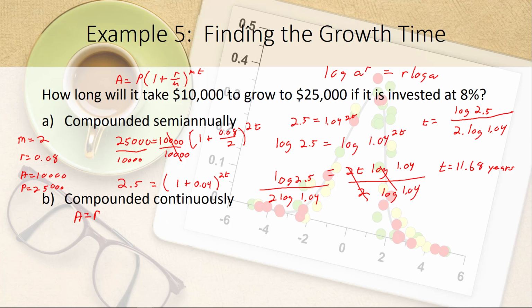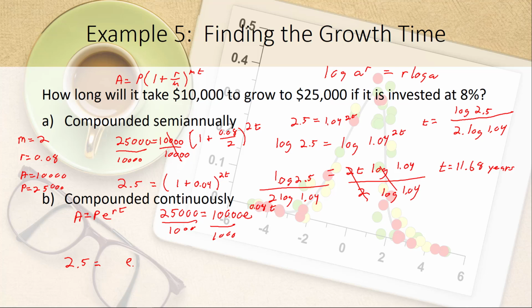Okay, for that compounding continuously, well, if that's the case, then our equation is going to be that A is equal to P times e to the rt. Everything we have is listed right here. So we're going to have that 25,000 is equal to 10,000 times e to the 0.08 times t. Once again, we're going to divide both sides by $10,000. And that will give us that 2.5 is equal to e to the 0.08 t power.